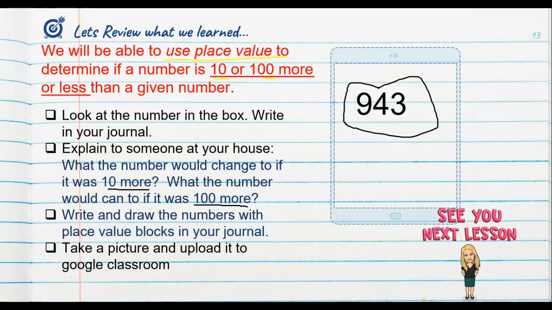So I want you to put your answers in your journal, and then I want you to take a picture and upload it to Google Classroom for your teacher to see.